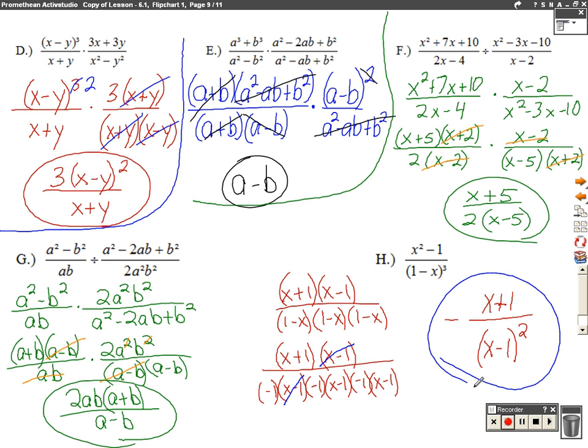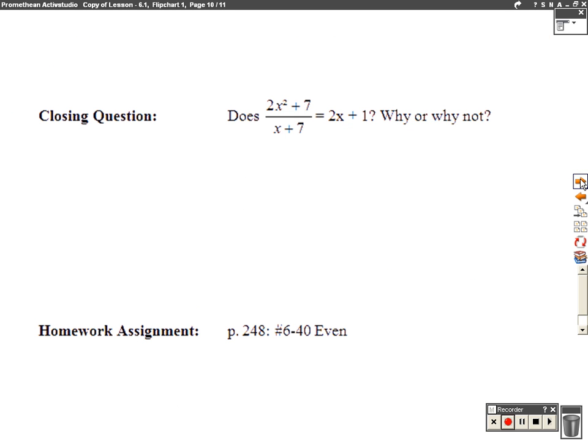Looking at the closing question, the answer here is no. Why someone would say yes is they cancel terms. They reduce the 7 over 7 to 1. And then they canceled out one of the x's. But remember, you can only cancel factors. You cannot cancel terms. Your homework is 6 through 40 even.